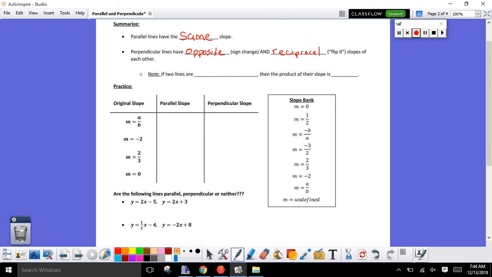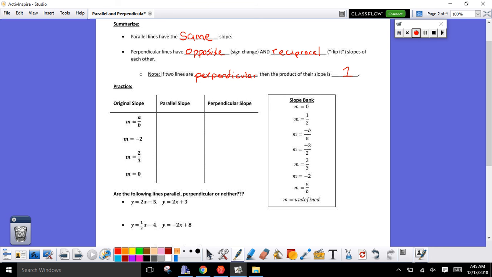So if the two lines are perpendicular, the product of the slopes is negative 1 every single time. So we're going to practice.